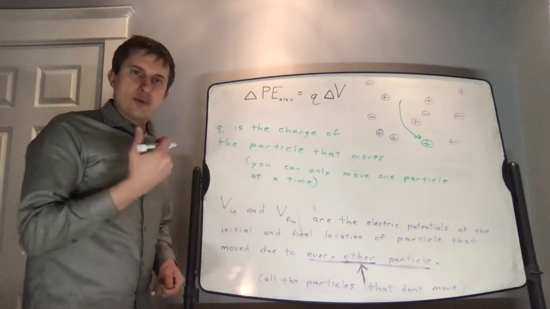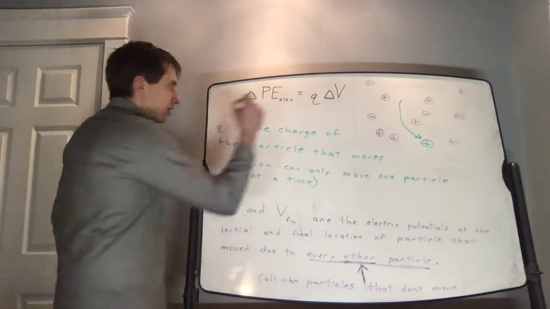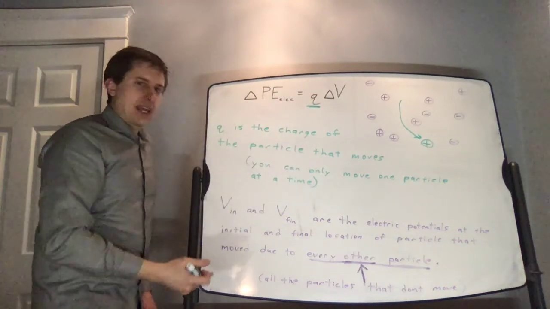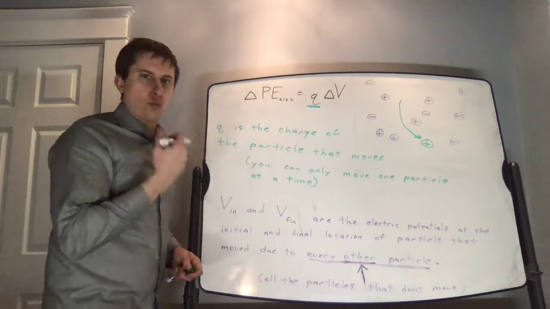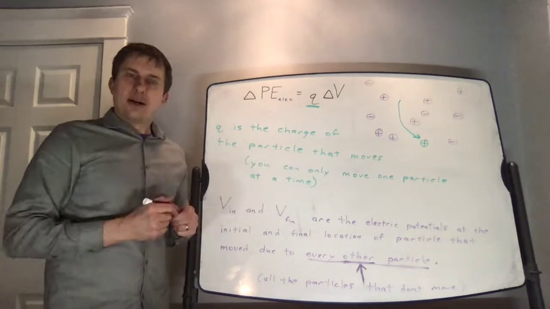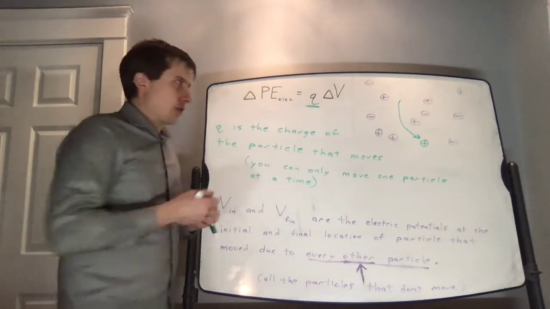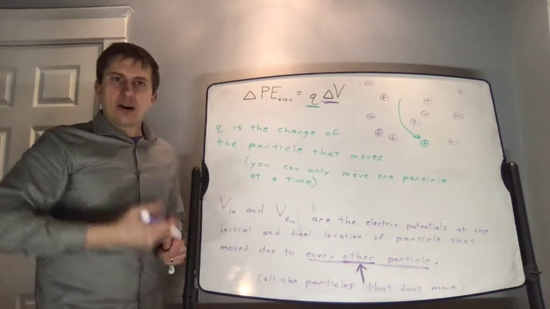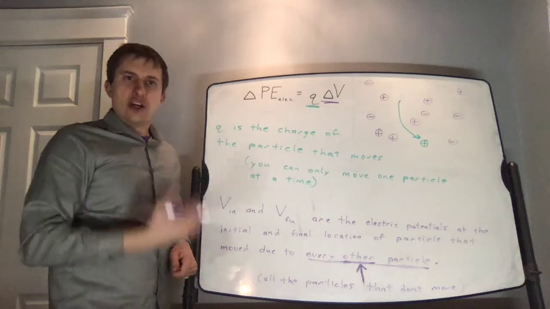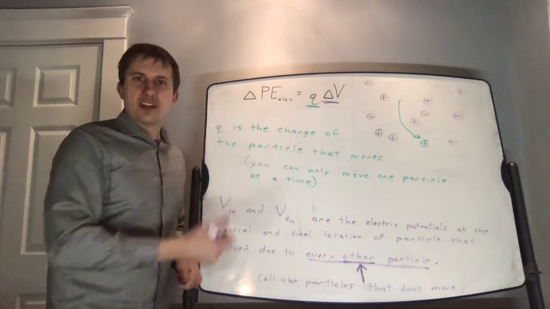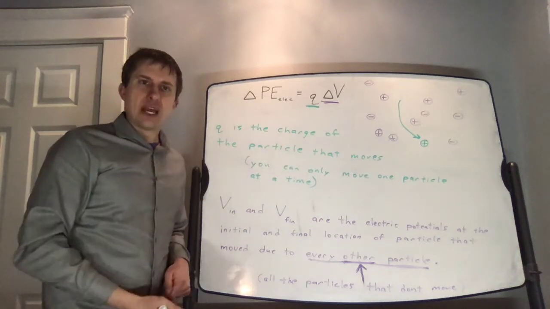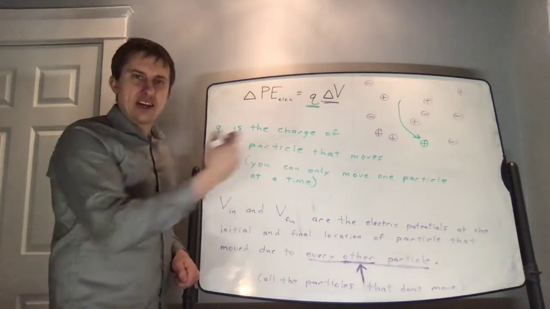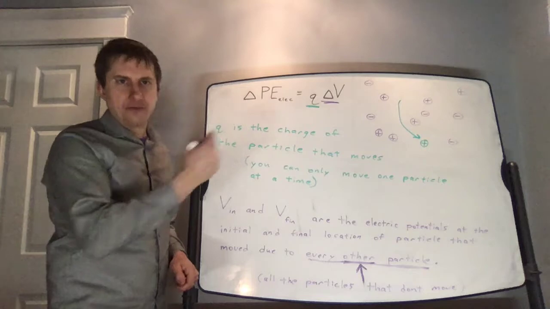Notice that I only moved one particle. Q here is the charge of the particle that moves, and I am only allowed to move one particle at a time. What about the other term in this equation, the delta V? V initial and V final are the electric potential due to all the particles in my system that do not move, and V initial and V final are evaluated at the initial and final location of the particle that does move.